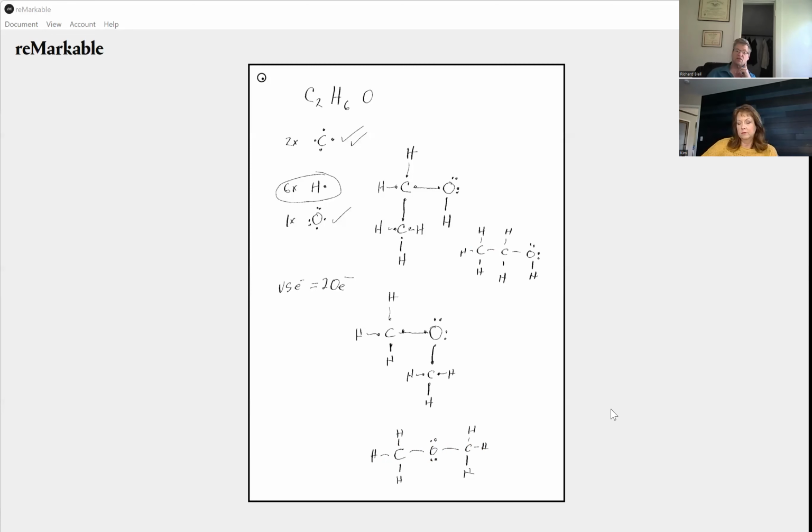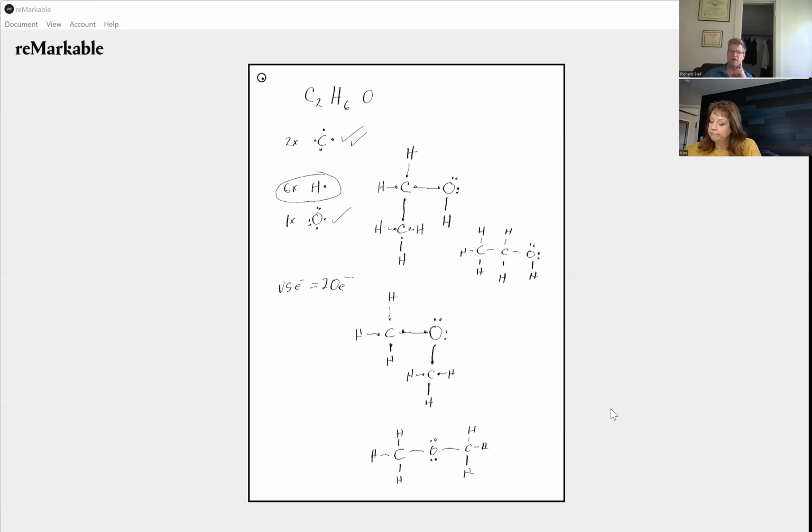Oh, we forgot to check the total number. We need 20 electrons total. So we have 2, 4, 6, 8, 10, 12, 14, 16, 18, 20. This must be the valid Lewis dot structure because it has 20 electrons. Let's check the bottom just to be sure. We have 2, 4, 6, 8, 10, 12, 14, 16, 18, 20. That's also a valid Lewis dot structure.